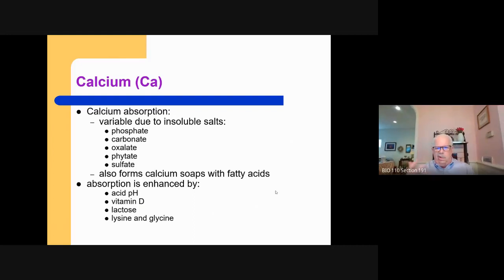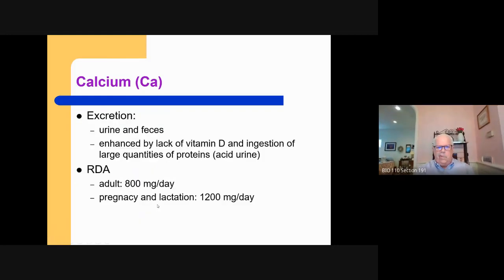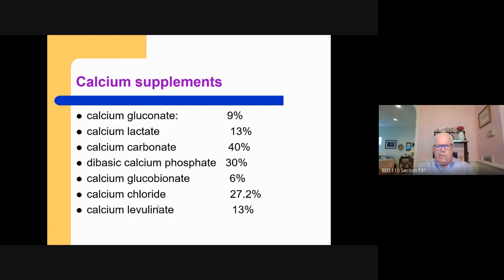It's absorbed with vitamin D. That's what's important. Don't worry about all the rest. It's excreted in your feces, basically, and in your urine. Don't worry about the RDAs. I'm not going to ask you the RDAs of anything. Just know the generalities of calcium. You don't have to know these supplements either, but you can buy them over the counter at a vitamin store.